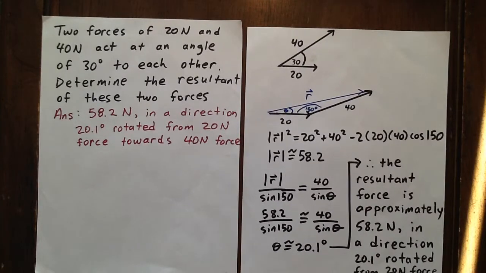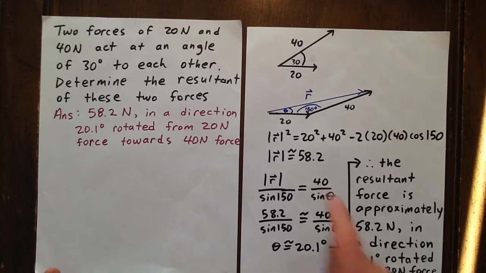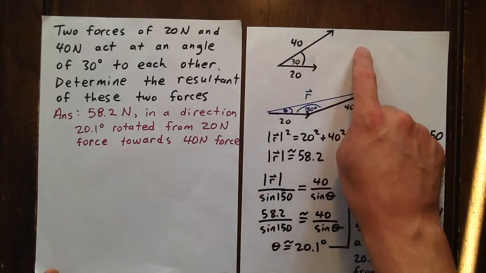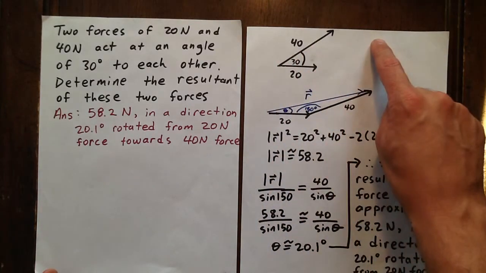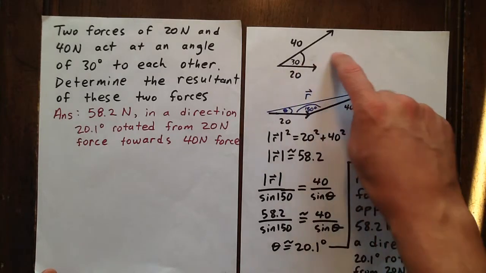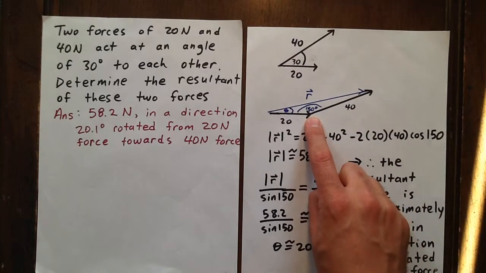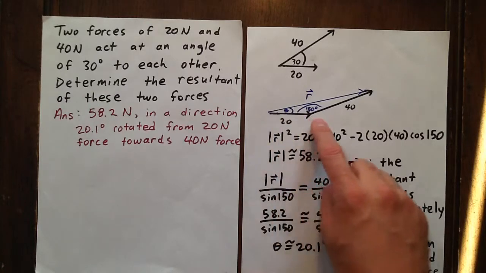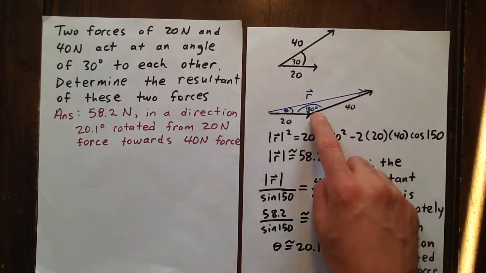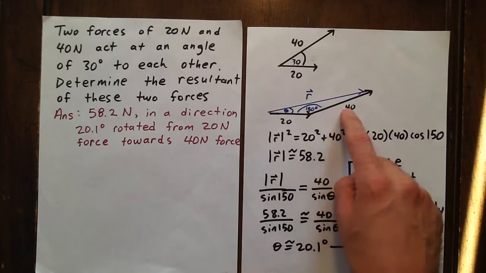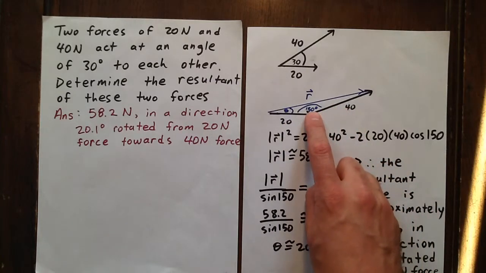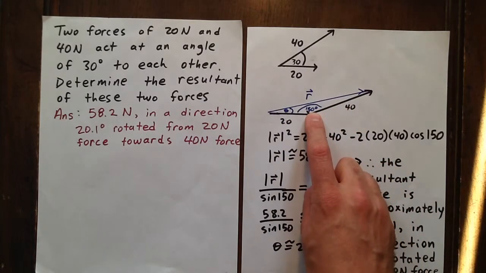Yet, when we add them, we're going to move this 40 Newton force over to here and create a 150 degree angle, the way we've shown right here. Because when we add them, we create a triangle, and using the cosine law with side angle side, the angle that we need to use is 150 degrees.